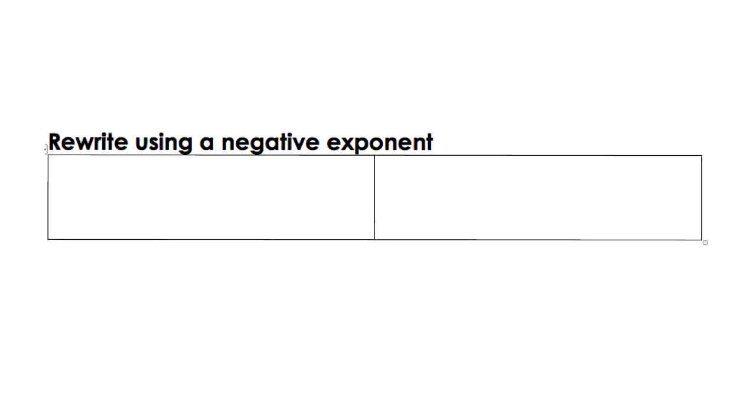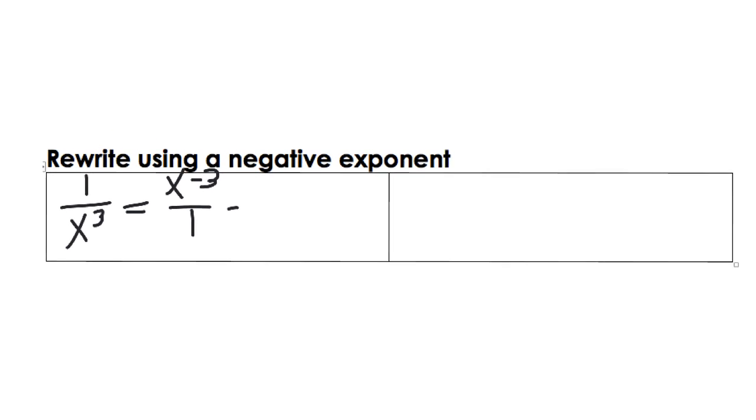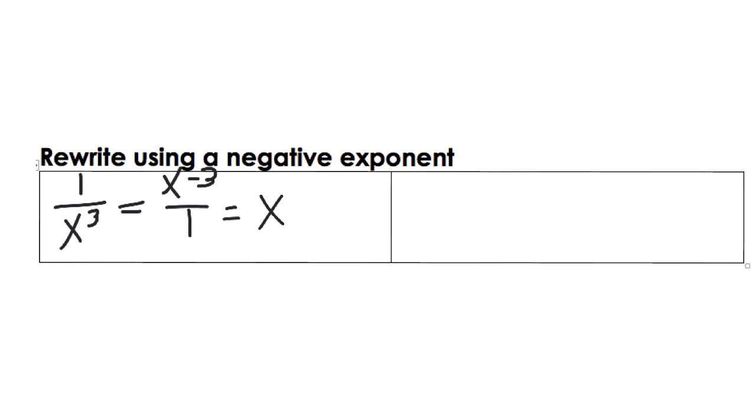The next kind of example is to rewrite using a negative exponent. So if I have a problem that has a positive exponent in the bottom of a fraction, like 1 over x to the 3rd, I can rewrite that using a negative exponent. Same rule applies. If this jumps the happy fence, when it jumps, it's going to switch and become negative. So I have x to the negative 3rd over 1. I don't need the 1, so it's going to be x to the negative 3rd.